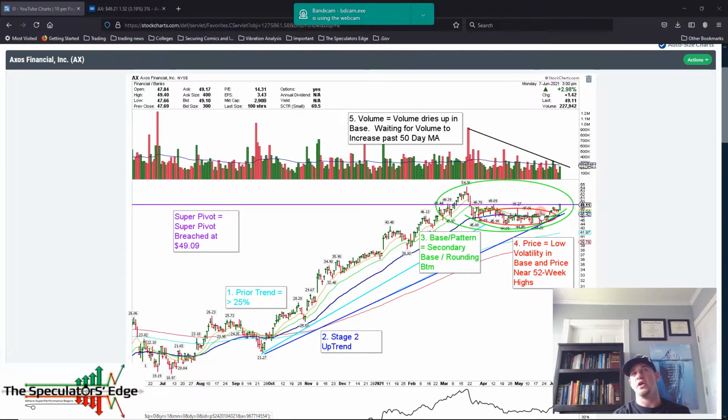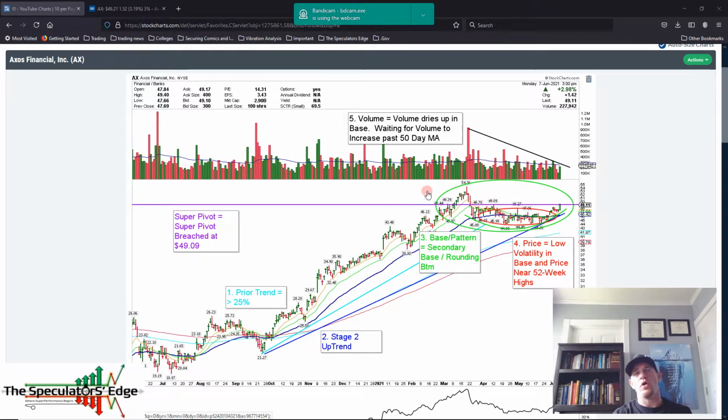Okay, so it can literally move big. Okay, it can move in a big way. So when we're looking at this, there's some tightness in price right here at around $48 or so for the last, I don't know, 4 or 5 days.